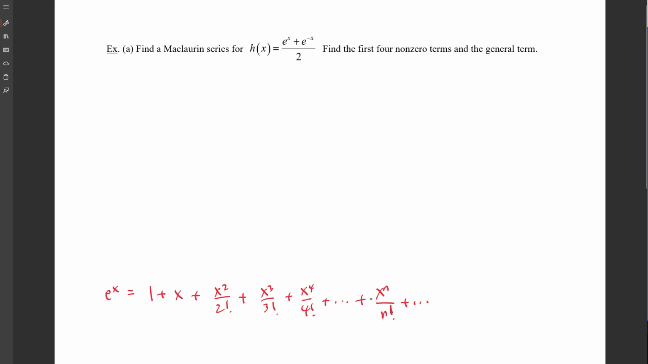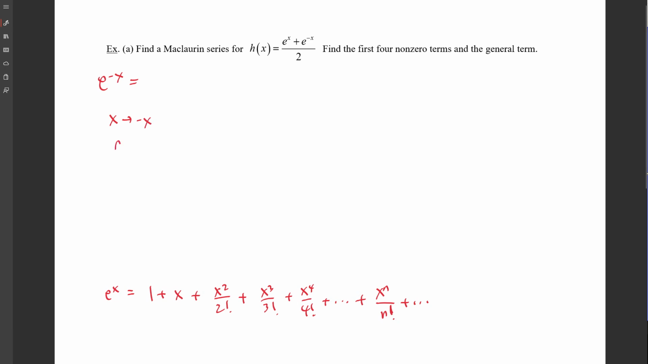What is e to the x plus e to the negative x? Well, let's think about that. If I know this is e to the x, what would e to the negative x be? Isn't that just everywhere there's an x, I'm going to substitute negative x? Well, is that allowed? Is this substitution allowed?